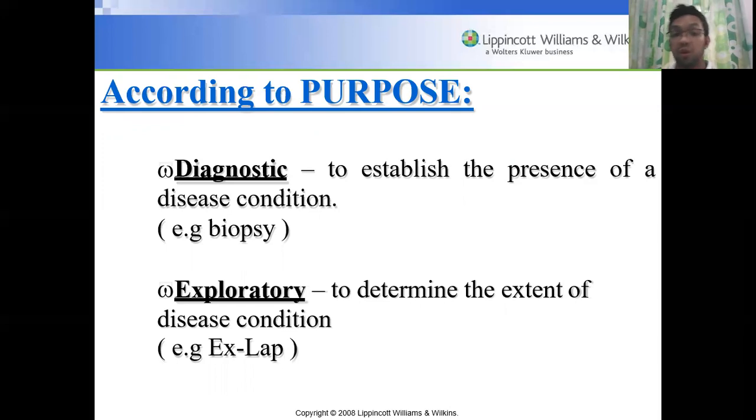We also have exploratory to determine the extent of disease condition. Let's say, for example, the patient has ruptured appendix. The doctors now need to do exploratory laparotomy, explore lap, in order to determine the extent of the disease. Because aside from doing explore lap, they need to clean the bowel organs since they're sterile, and once the appendix ruptures, bacteria is going to go out of it and cause infection in the peritoneum. So that's exploratory.